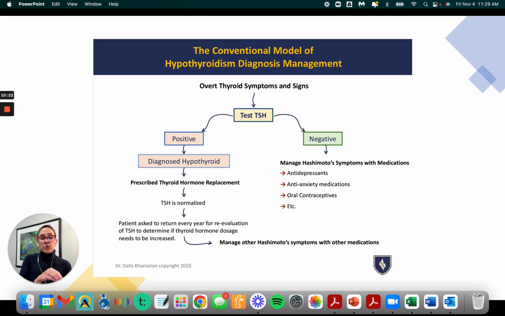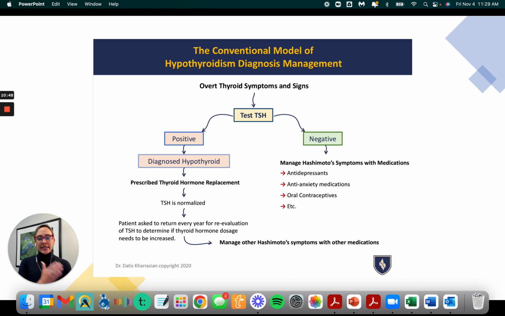But the immune system has never been addressed. And so the autoimmune process, where the body beats up on the thyroid gland, continues and the thyroid gland continues to be destroyed. So their symptoms often come back and TSH continues to rise. So we need to increase the replacement of the thyroid medication.